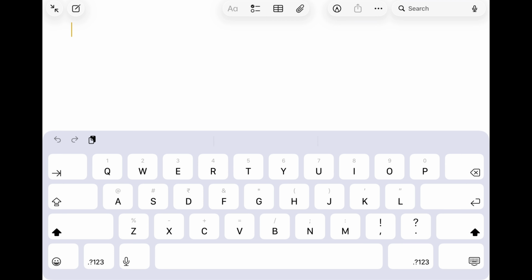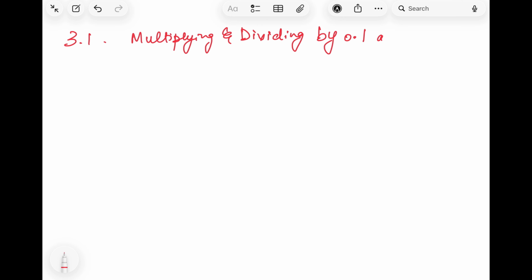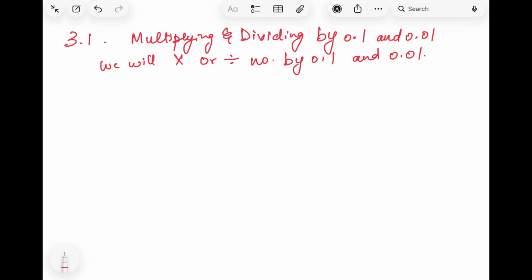So now let's start with the first subtopic. The first subtopic of this chapter is multiplying and dividing by 0.1 and 0.01. In this subtopic, we will either multiply or divide the given numbers by 0.1 and 0.01.